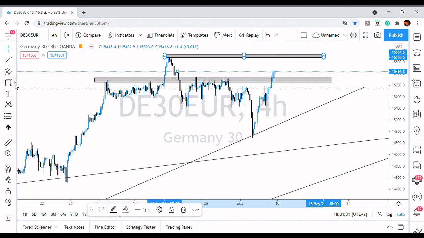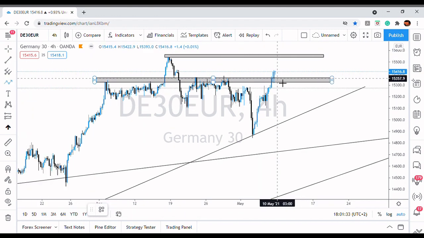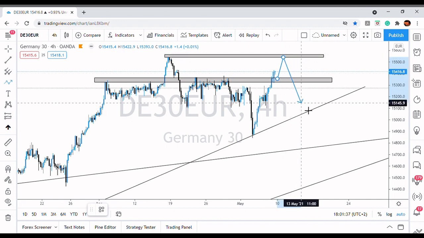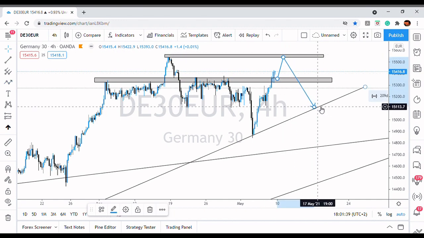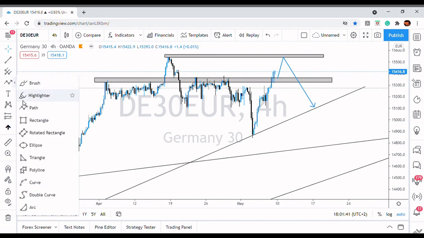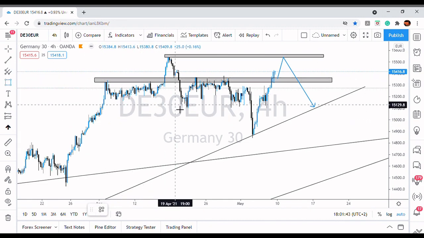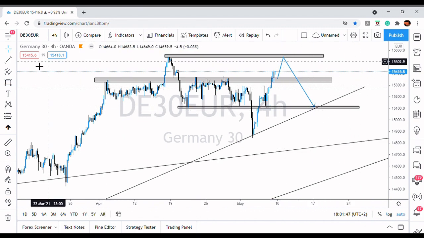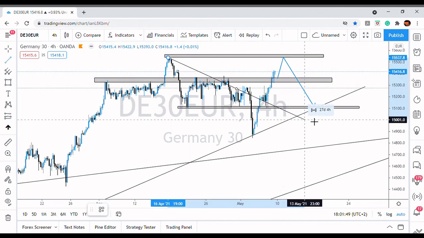From this breakout here, I think we are going there. Then it will decide here if it continues or it pulls back to this level. Get what I'm saying? Because this level, you can also see that it's very, very strong. And we also had a breakout here.